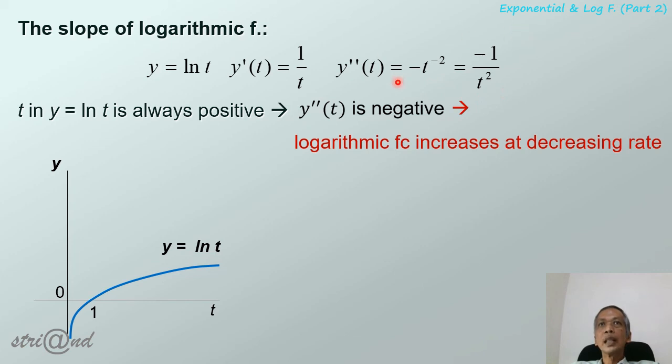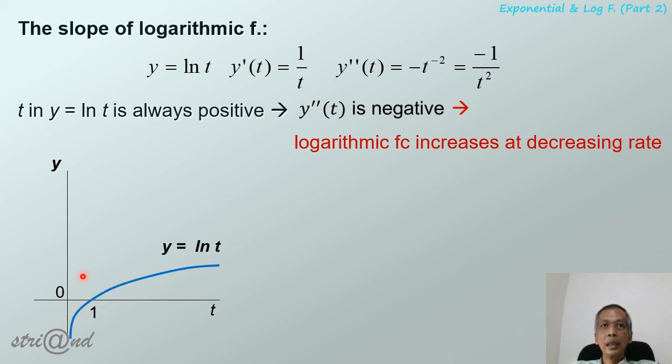It shows that the original function's first derivative must be decreasing. See here, the slope of this logarithmic function, of this logarithmic graph, is decreasing. It is getting flatter. When we move from left to right, the slope is getting smaller.